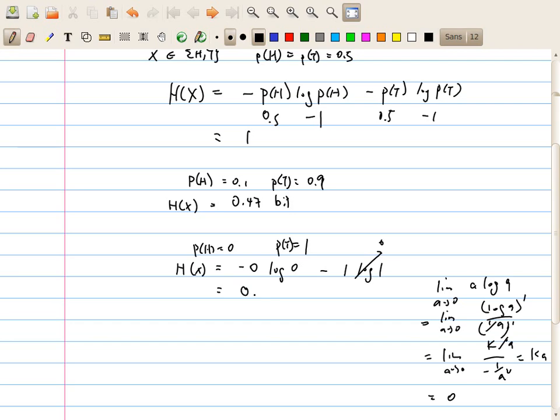And of course this is obvious, because when the variable is actually deterministic, and I need to convey to another party what the outcome is, the other party will basically know that the outcome will always be tail anyway, so I don't really need to send her anything to let her know that the outcome is tail.